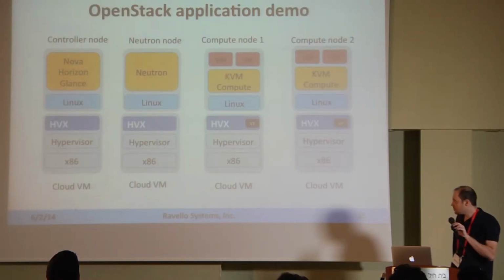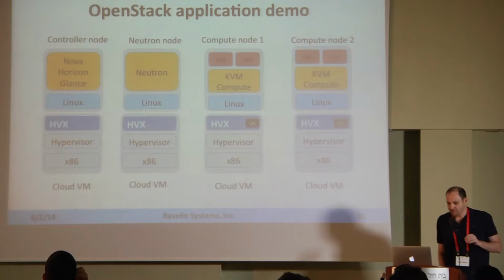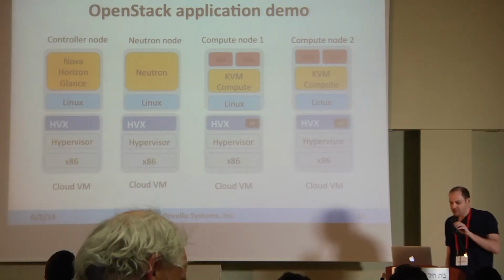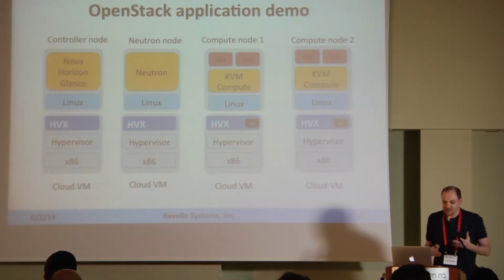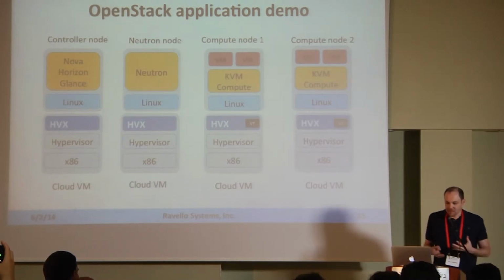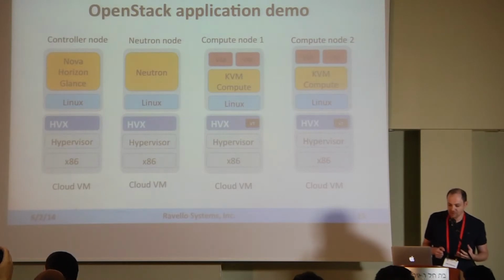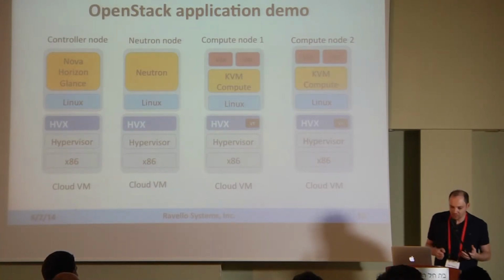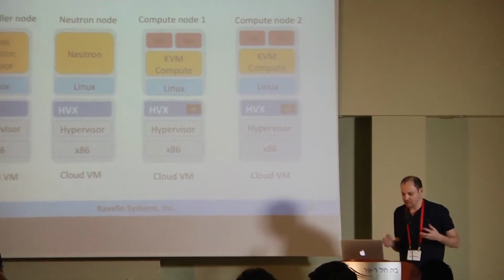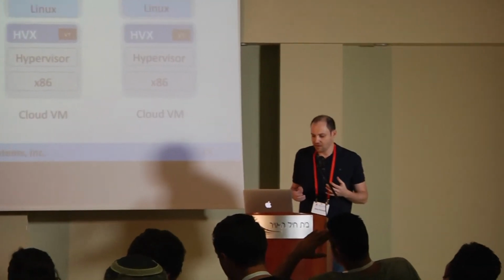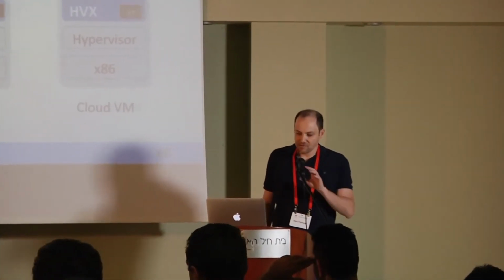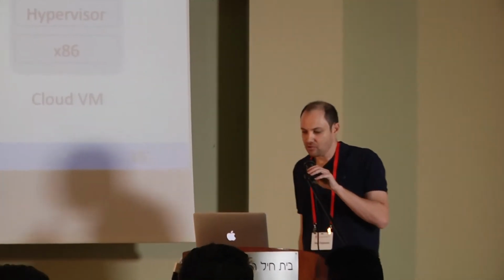Now, this one is what we were gathered for. It is an OpenStack application demo. This is the design of the demo application I want to show you. I want to show you four virtual machines that will run an OpenStack application. One of these virtual machines is a controller node. The second one is a networking node running Neutron, and we also have two compute nodes running KVM.